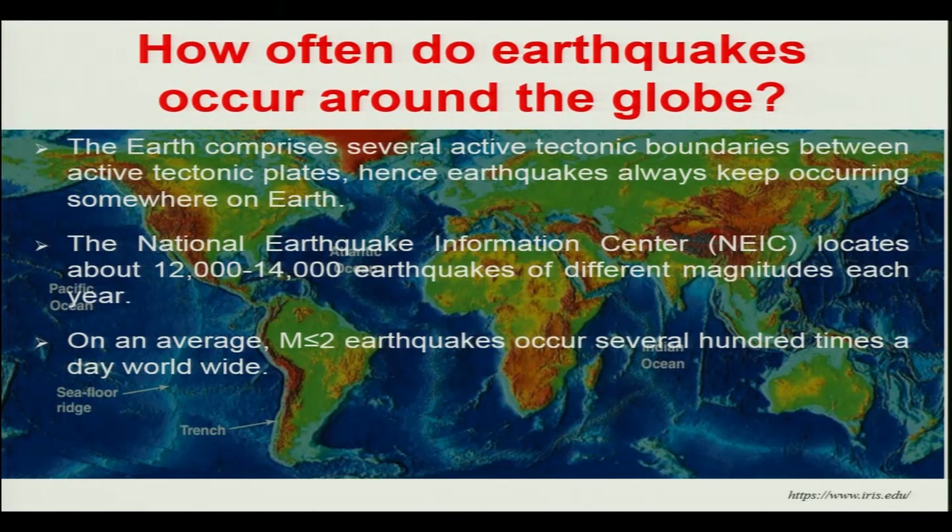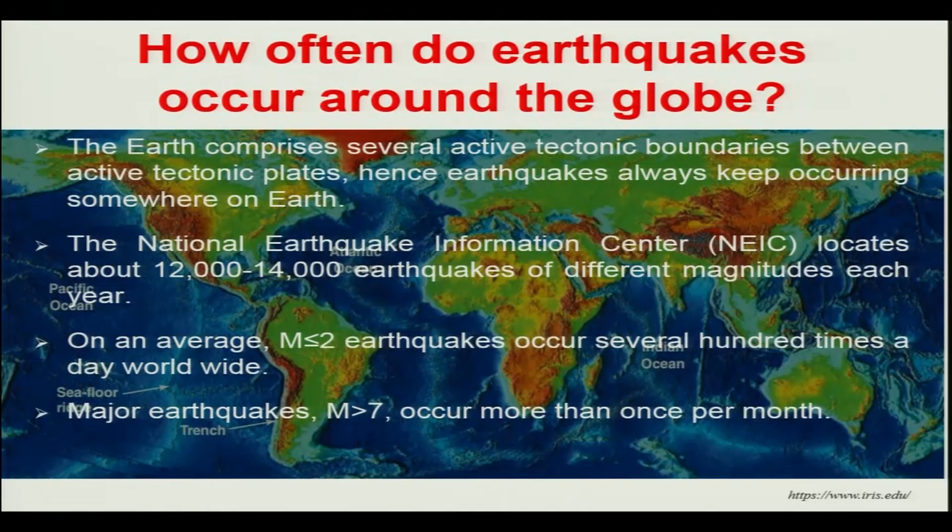On an average, earthquakes with magnitude less than or equal to 2 occur several hundred times a day worldwide. So, this shows that the Earth is quite active. We may not be able to notice or experience a magnitude 2 earthquake, but the seismometers will record it, and this shows that there is some movement going on beneath the Earth and along the plate boundaries.